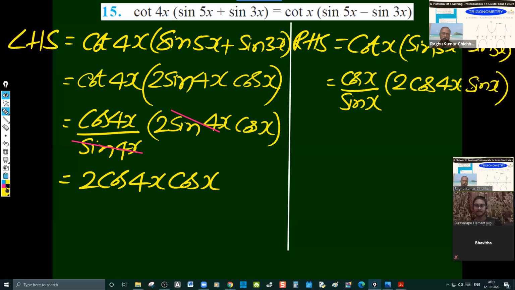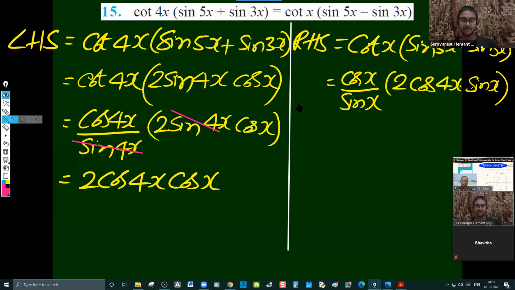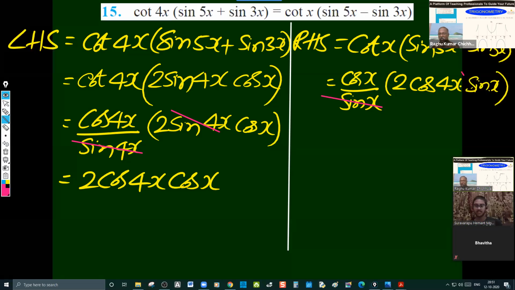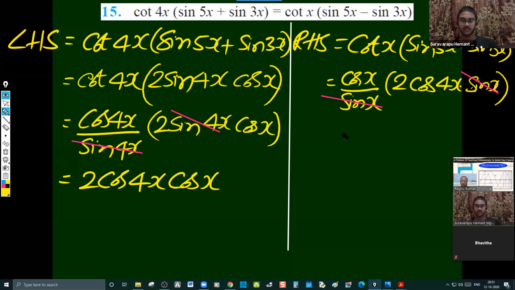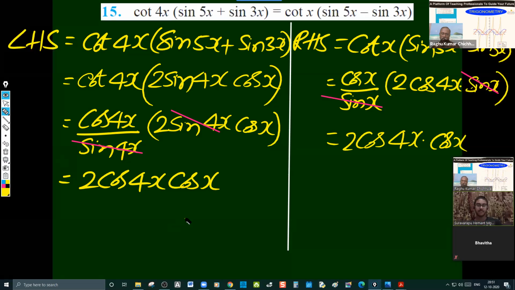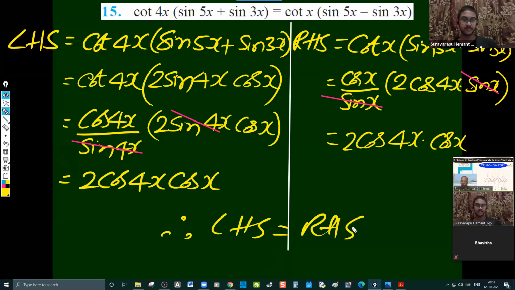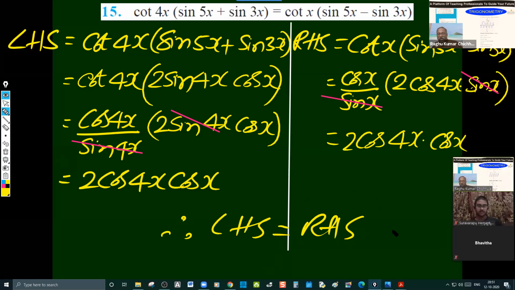Correct, no? Yes, sir. What is the term getting cancelled there? Sine x. Sine x is getting cancelled. What is that here? 2 cos 4x into cos x, same as the previous one. That is LHS. Therefore, LHS is equal to RHS. Proved.